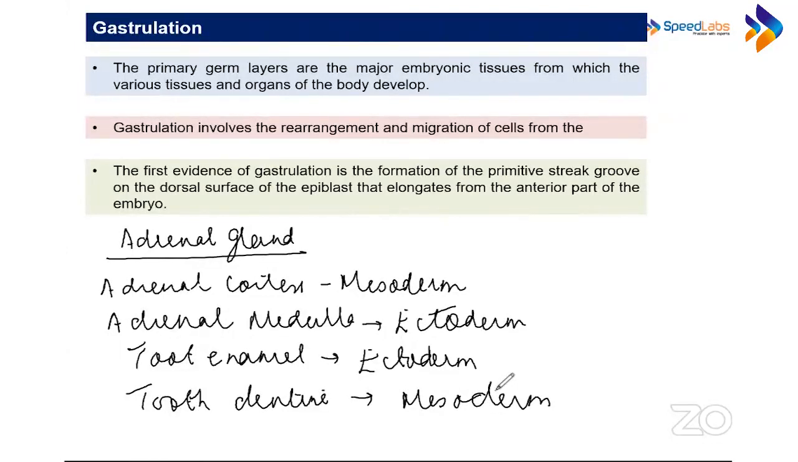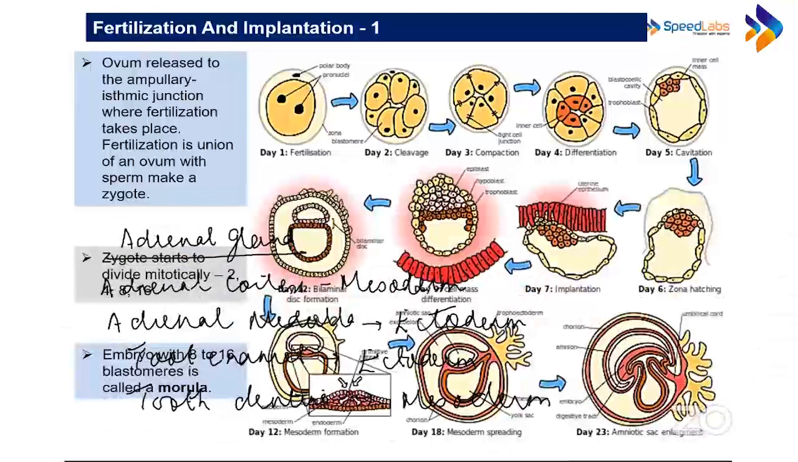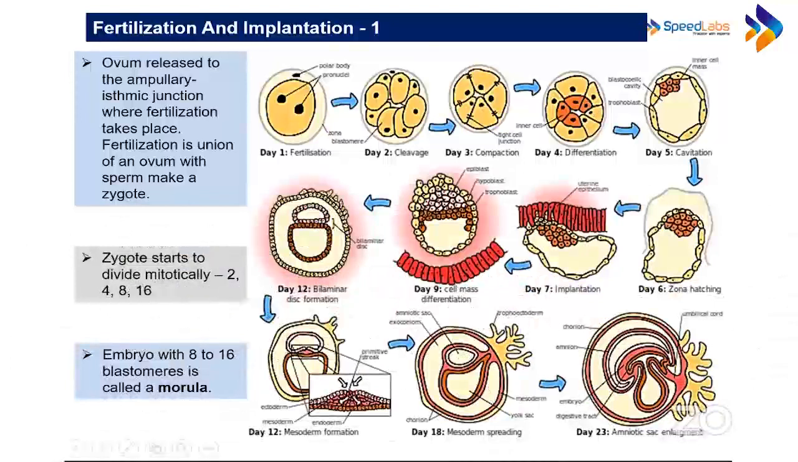ठीक है. So this is gastrulation. So you understood gastrulation. Let us just look at this diagram. क्या हो रहा है यहाँ पे? वही same order, all events in a sequence. Day 1, fertilization has taken place. Day 2, cleavage division takes place. Day 3, compaction. Then differentiation takes place. That means morula is formed. Cavitation takes place. Blastocele appears.